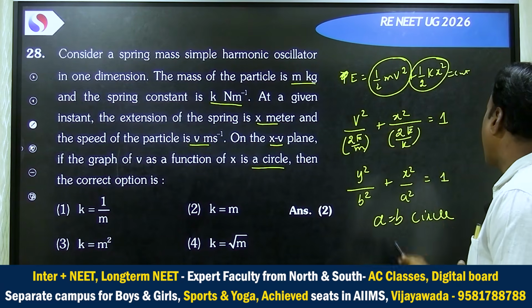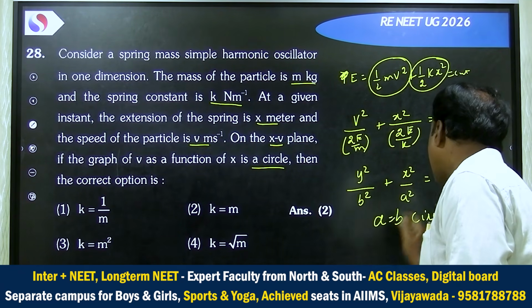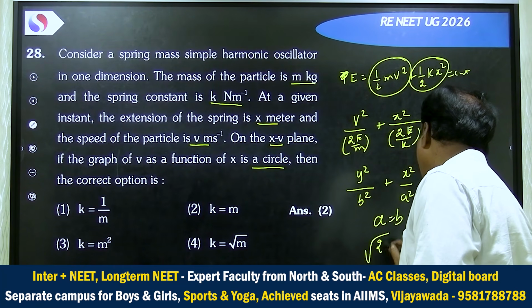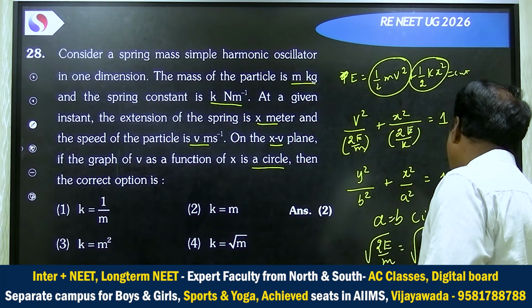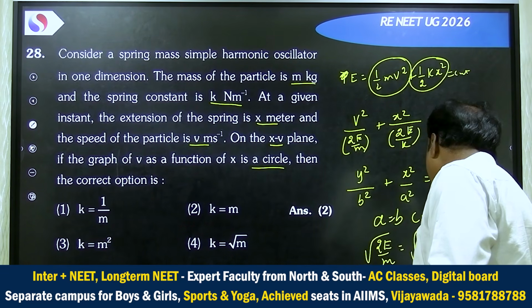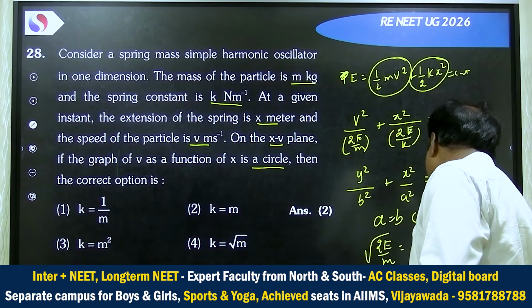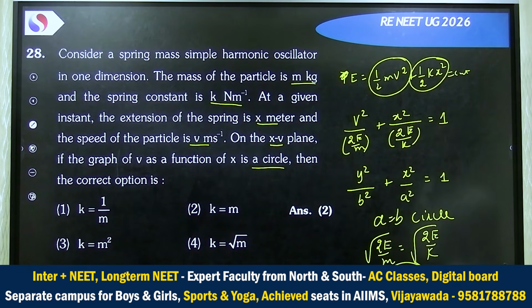That's why equate whatever the terms in place of a and b. That means root 2E by m becomes b and root 2E by k becomes a. If you equate these two, you will get a nice relation, m equal to k. So this problem is also prepared based on graphical knowledge in SHM. This is the way to solve the problem.